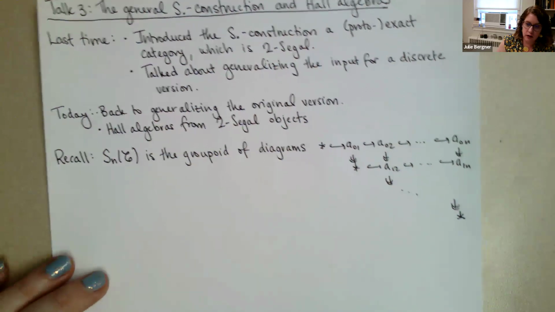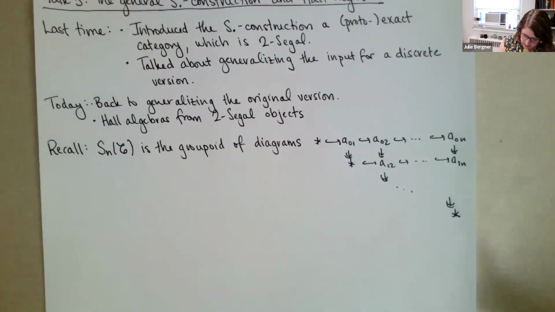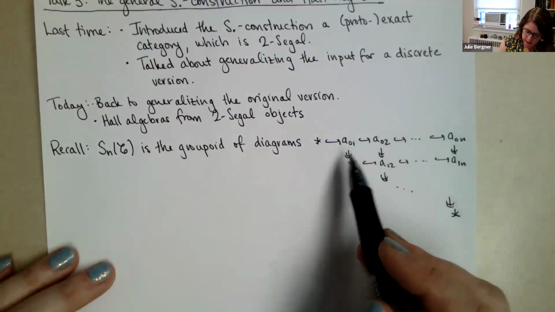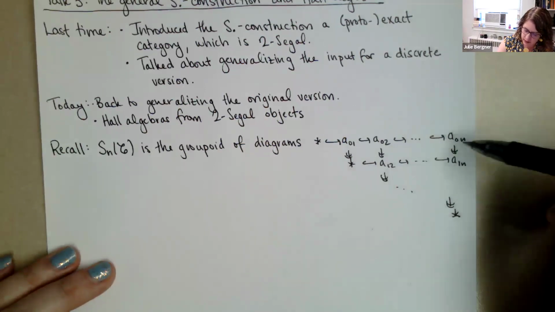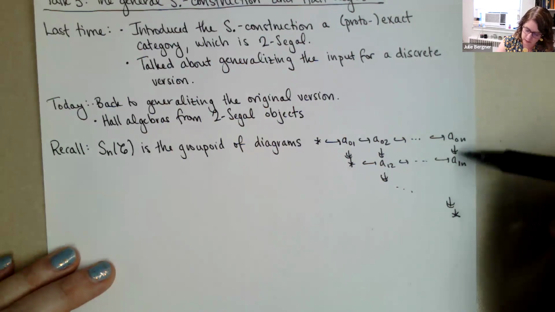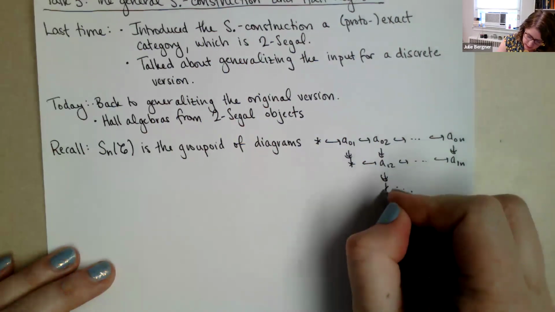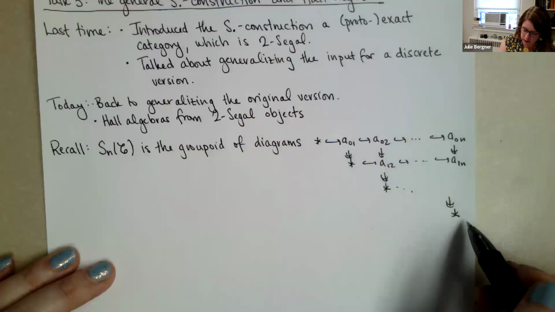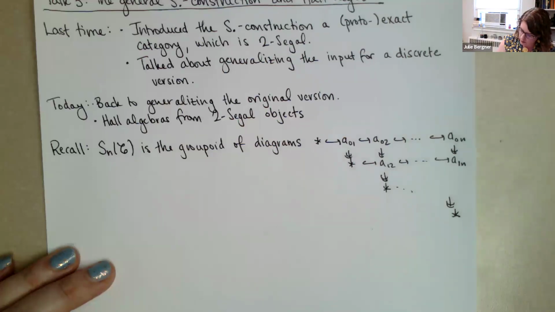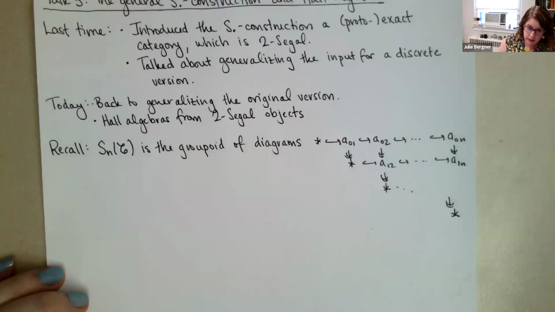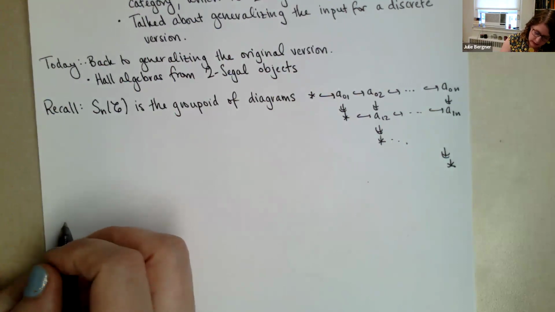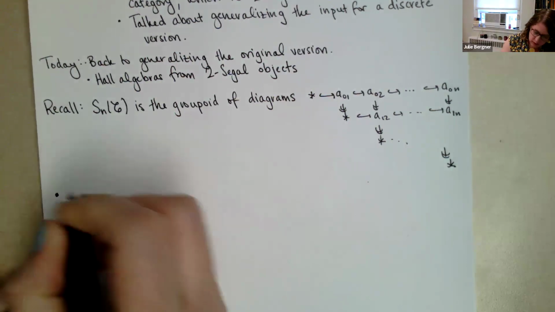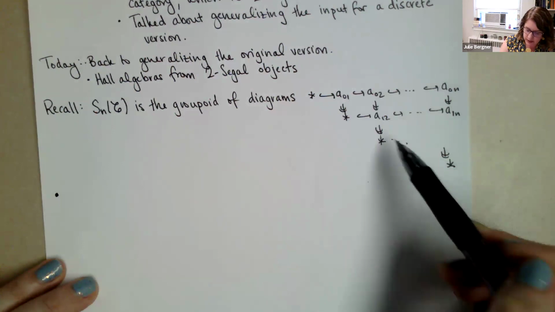Just to recall, in an exact category, we have some notion of admissible monomorphisms. Those are the things going horizontally. We have admissible epimorphisms. Those are the things going vertically. These stars are the zero object of our category. And we ask that all the squares be bicartesian.